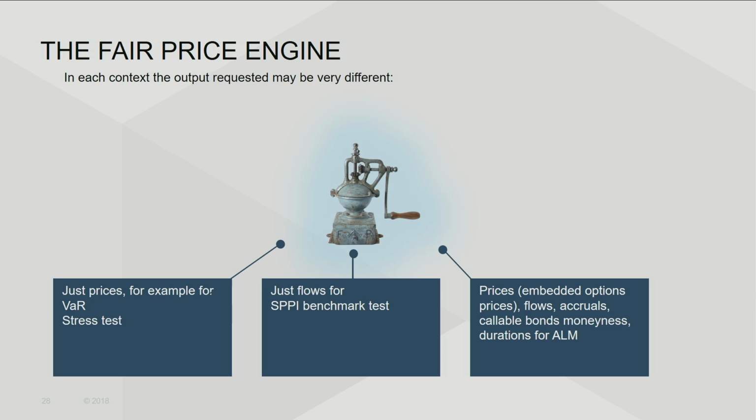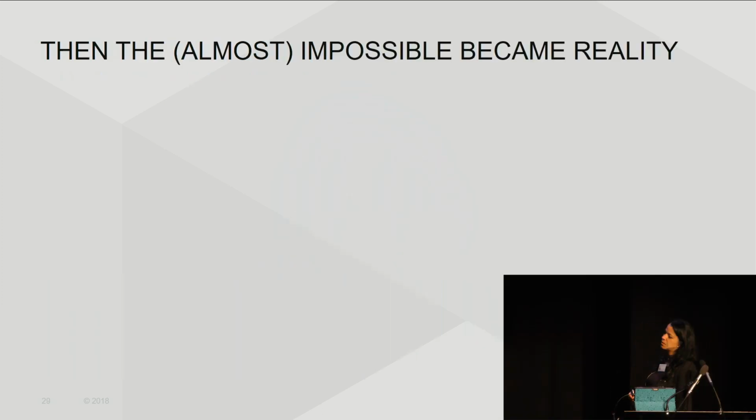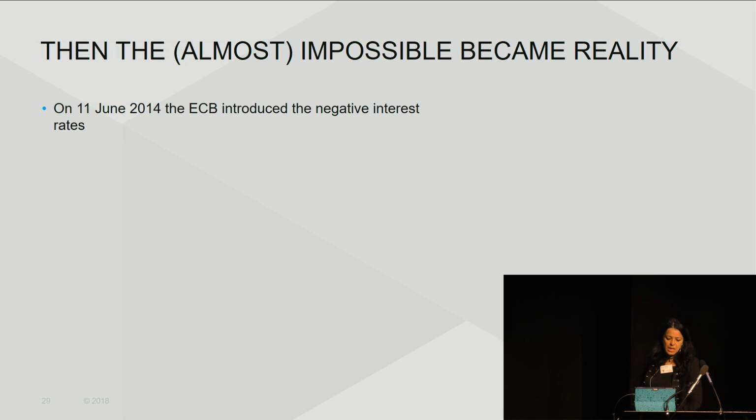So then a step more happened in 2014, when what we all thought was impossible became reality. You might not have noticed, unless it's your birthday, but the 11th of June 2014 was really an epochal change. The European Central Bank introduced the negative interest rate. And that's when the Black model of pricing stopped working.